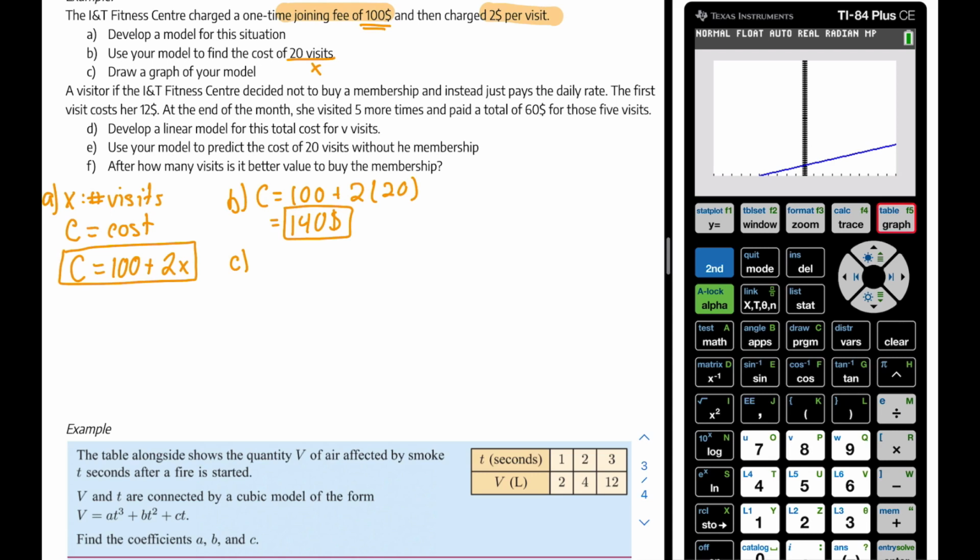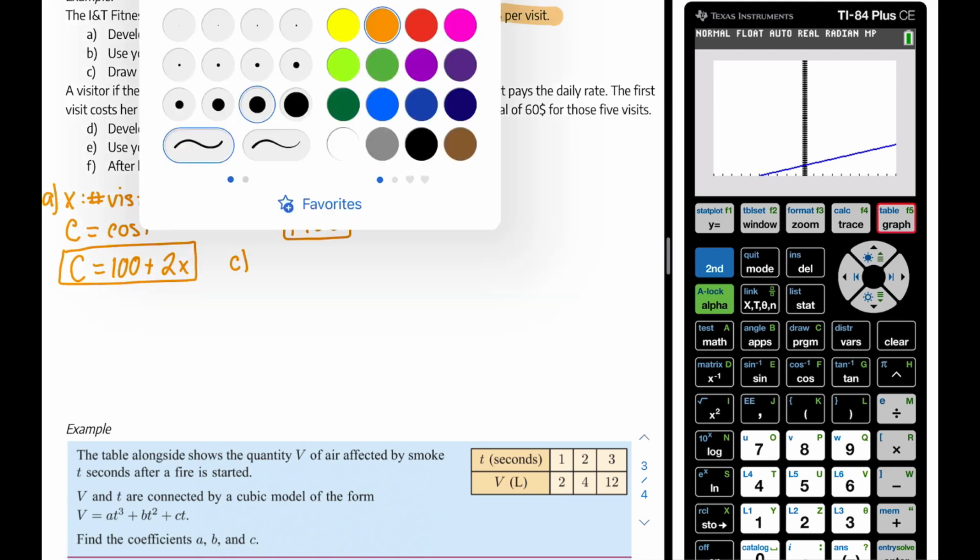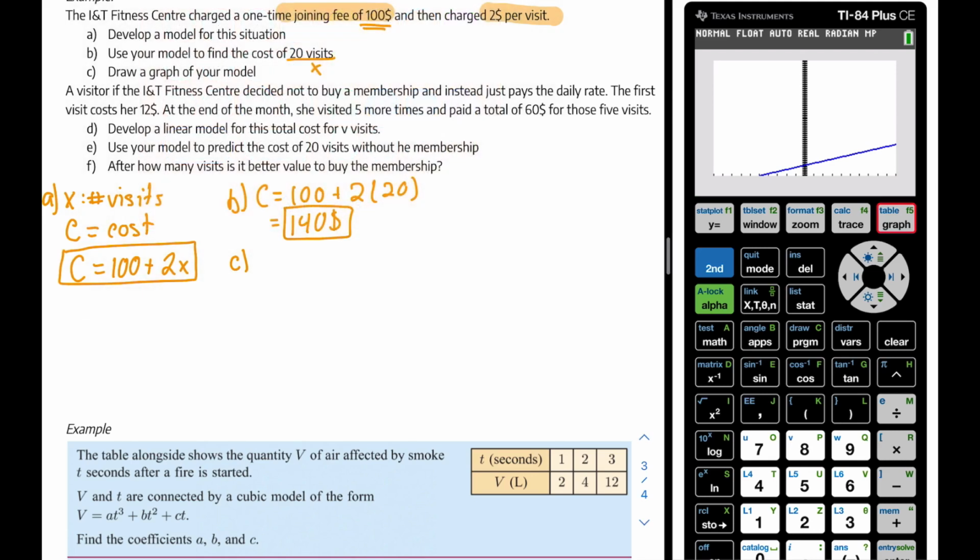Let's go to part 2. A visitor of the INT Fitness Center decides not to buy a membership and instead just pays daily. The first cost is 12. At the end of the month, she visits 5 more times and pays a total of 60 for those 5 visits. Develop a linear model for the total cost of the visits.